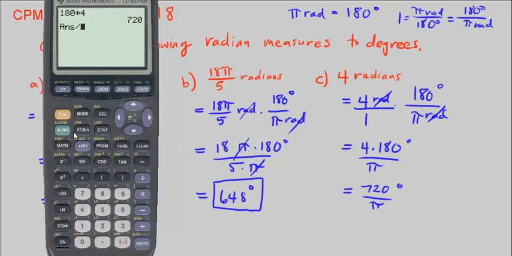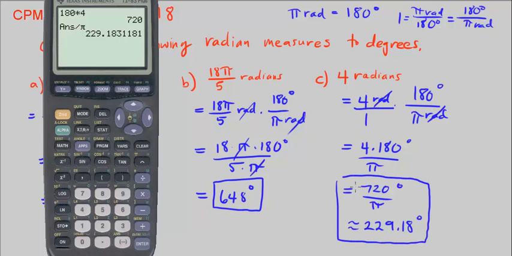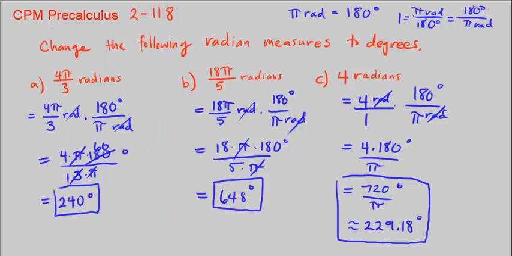We can divide this by pi to get it as approximately, without a rational expression, 229.18 degrees. Okay, so exactly 720 over pi degrees, or approximately 229.18 degrees. All right, so that's going to end for us CPM Precalculus Chapter 2, number 118.